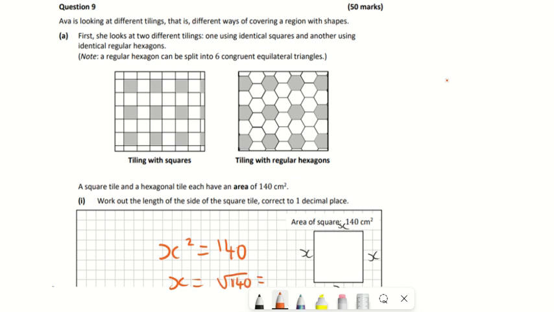So x is equal to 11.8 when you round it off, in centimeters. So that's all you have to do for the first one.